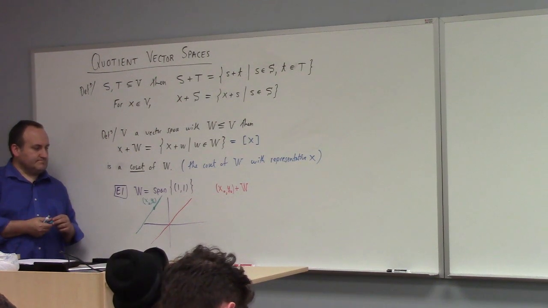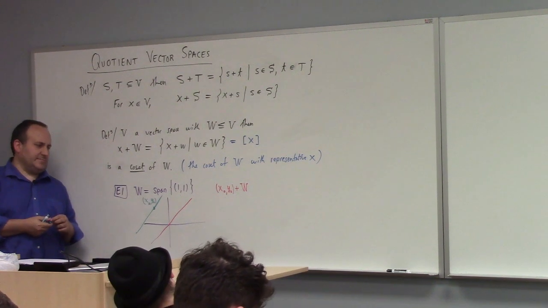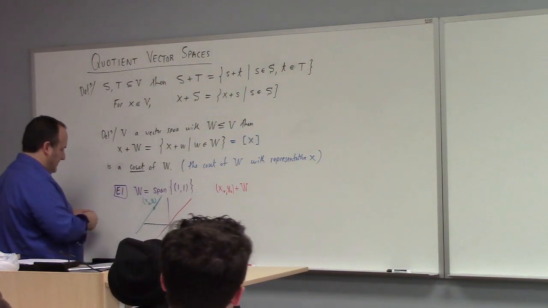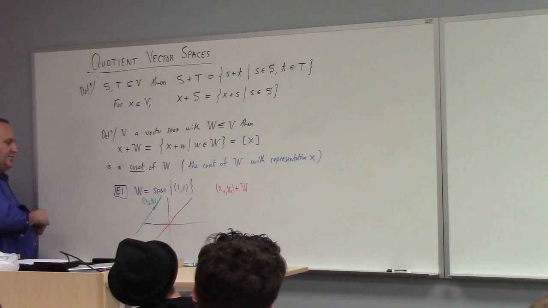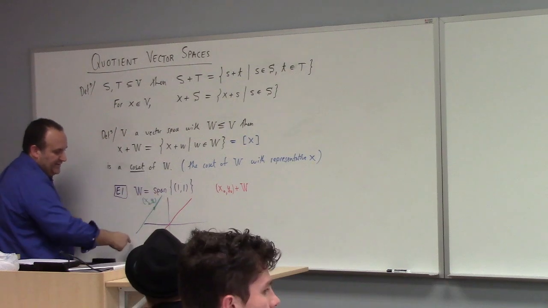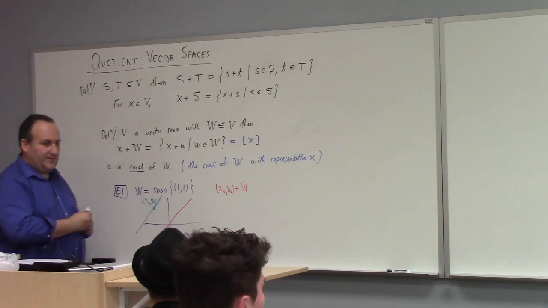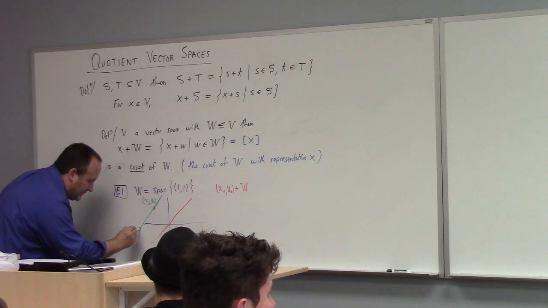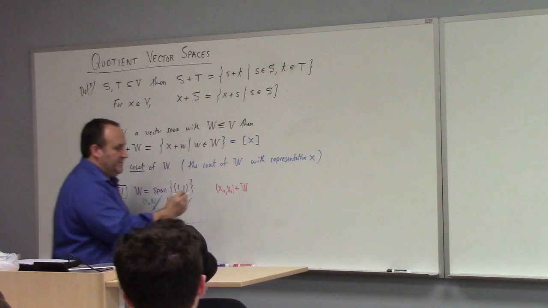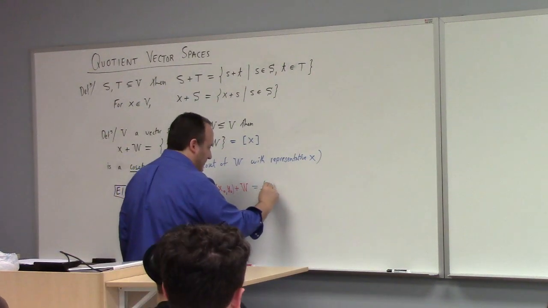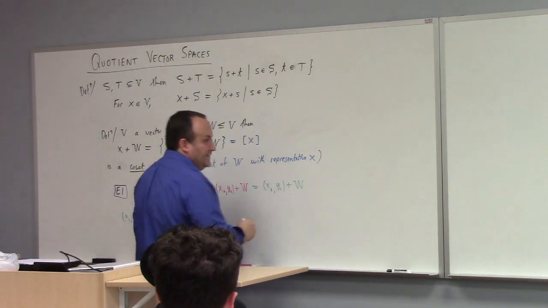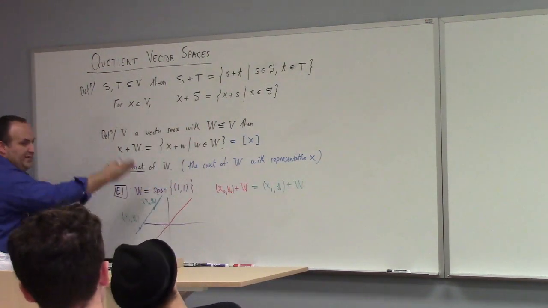All right, but you notice that there's not a uniqueness in terms of the representative, right? There's a lot of different points, any point, we could pick any point on this blue line, right? Any other point. If this was another point on this line, say this one, x1, y1, then this would be equal to x1, y1 plus W, right? That would be the same coset.